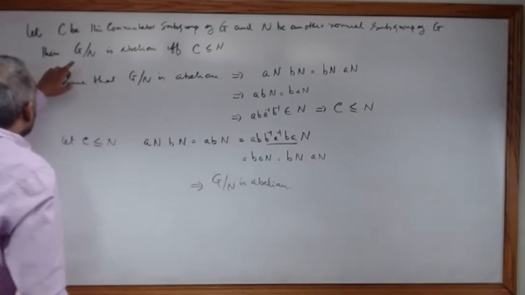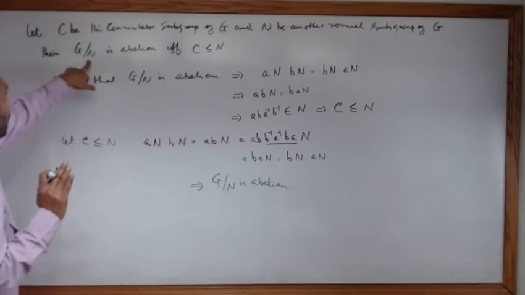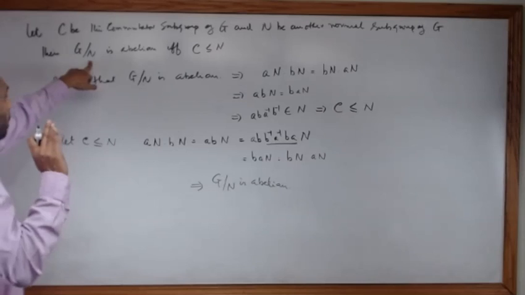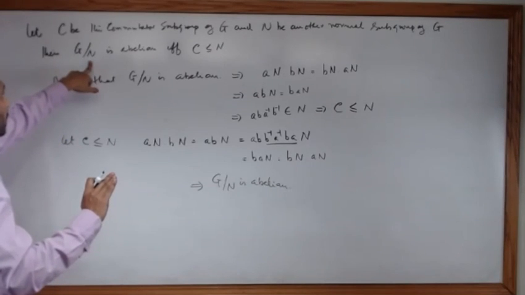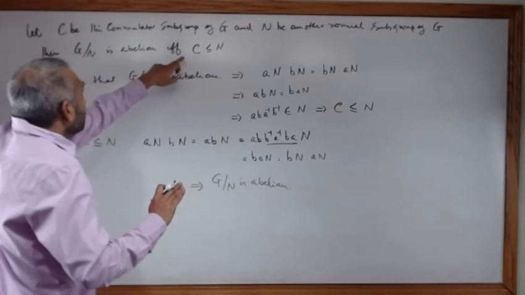So if there exists another normal subgroup N of G such that G over N is abelian, then N should contain the commutator group.